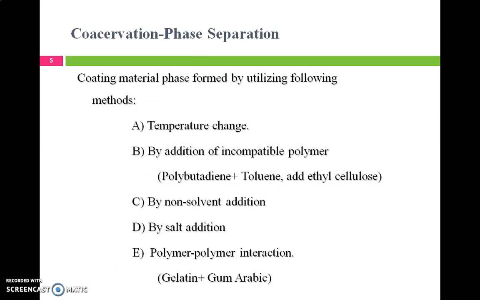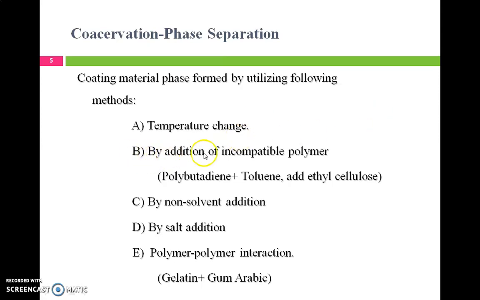This is co-adsorption phase separation. So how to carry out phase separation? It may be achieved by various means. First is temperature change. We know the relationship between solubility and temperature: as temperature increases, solubility increases and vice versa. So generally the two-phase system is kept at low temperatures so that the dissolved polymer will precipitate out of the solution and we get phase separation, that is a three-phase system.